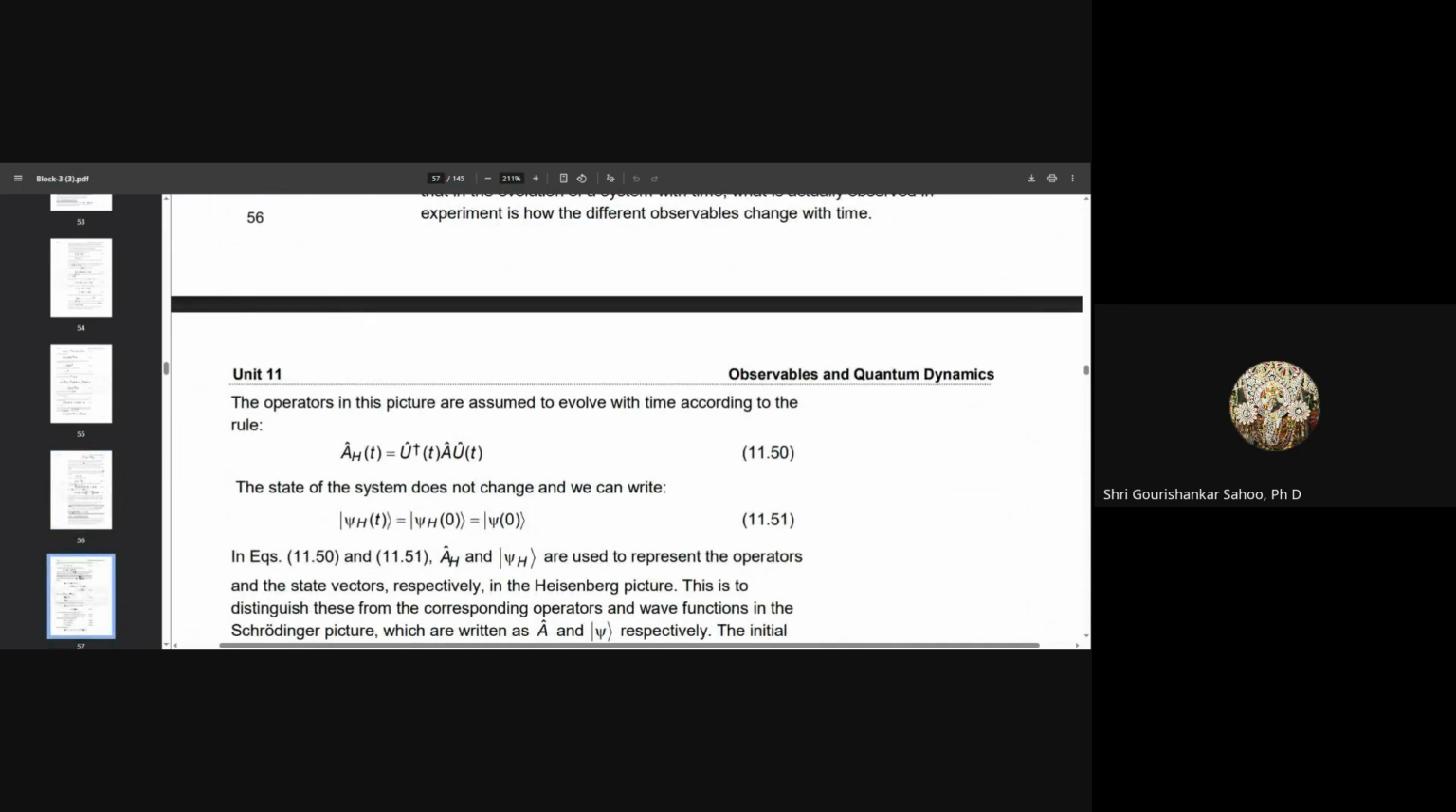And the operators in this picture are assumed to evolve with time according to the rule A cap H, which is a function of t, is equal to U cap dagger A cap U. The state of the system does not change, and we can write the ket psi H of t is equal to the ket psi H at 0, which is equal to psi 0. So A cap H and psi H are used to represent the operators and the state vector respectively in the Heisenberg picture. This is to distinguish these from the corresponding operators and wave functions in the Schrodinger picture, which are written as A cap and psi respectively.